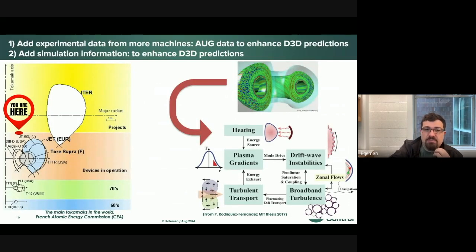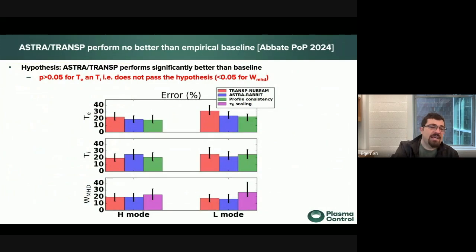So maybe I can skip some of this. There's basically a gigantic slew of simulation codes that couple to each other, and you can run them. And the idea is that if you're at the small machines here and you want to predict the big one, you're doing extrapolation. So maybe simulations are more informative than data. So we looked at that.